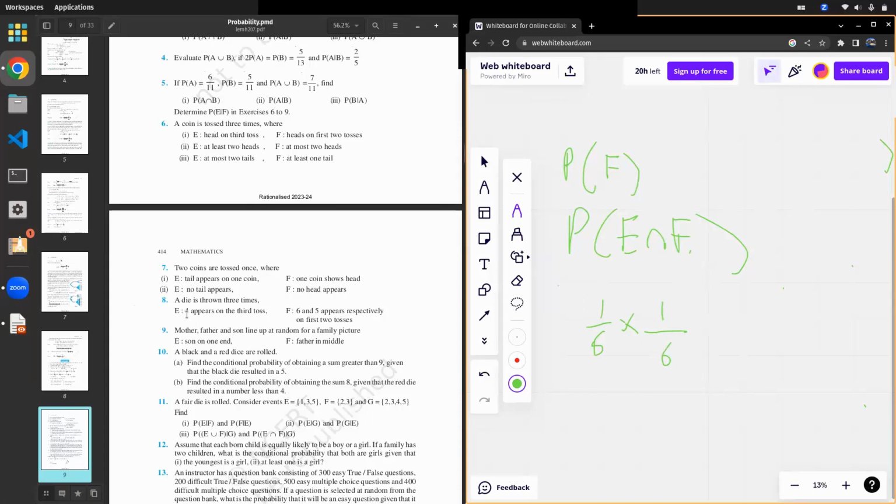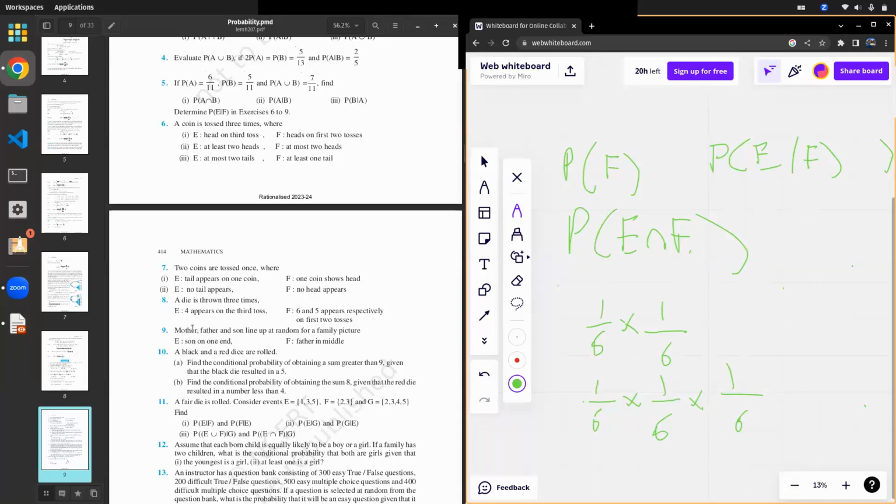So E is given now that 4 appears on the third toss. So E intersection F implies that 6 appears on the first one, 5 appears on the second one, and 4 appears on the third one. So the probability for E intersection F is equal to 1 by 6 for 6 on first one, into 1 by 6 for 5 on second one, and into 1 by 6 for 4 on the third toss. So we have found P of F and P of E intersection F. We can find the value of P of E given F, substituting in the form of the normal conditional probability.